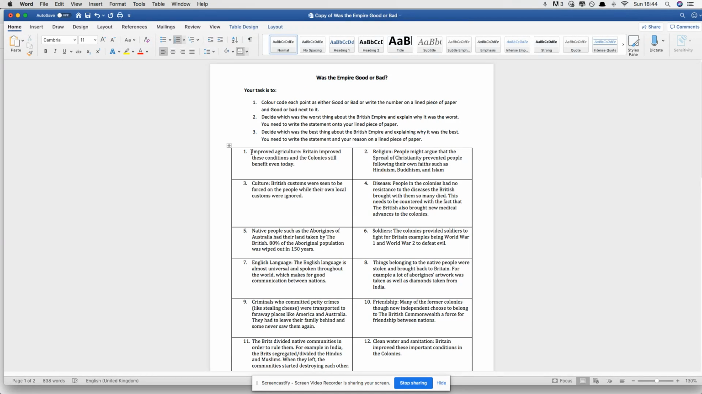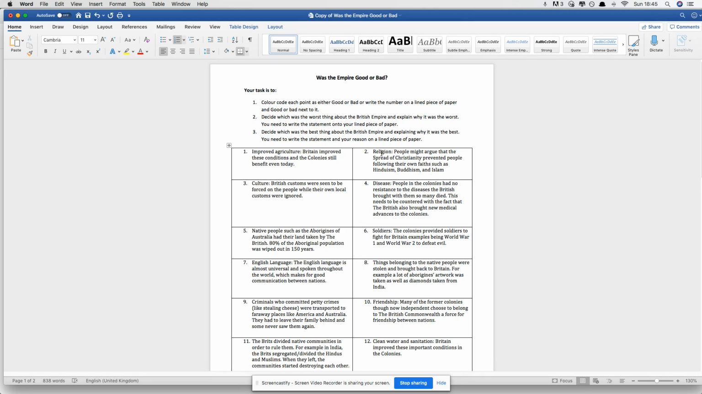So it says improved agriculture. Britain improved these conditions, and the colonies still benefit even today. So that's clearly a good thing. So I'd write on my lined piece of paper, I'd write down number one is good.